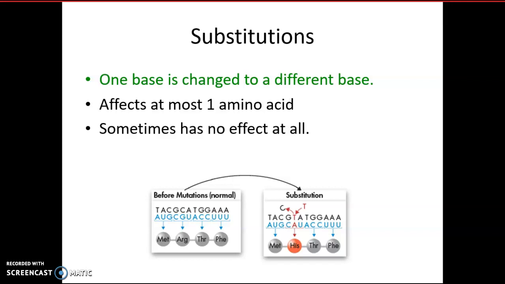Now that's going to make a difference when we go to create the mRNA strand and eventually our amino acids in our protein. So if we look, the amino acid sequence on the original strand was methionine, arginine, threonine, and phenylalanine. Well, if we look at the substitution mutation where that has occurred, you're going to notice that it's only affected one amino acid, histidine. So again, substitution mutations, far less invasive.